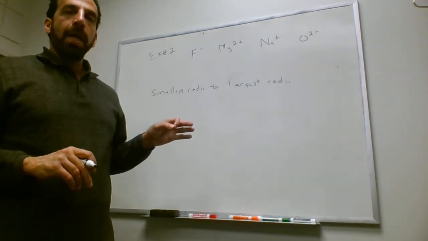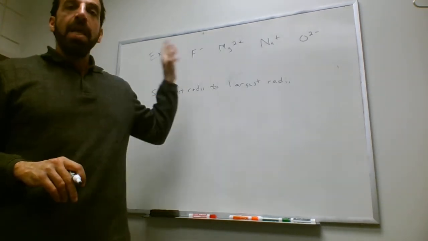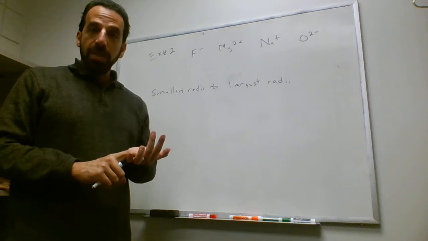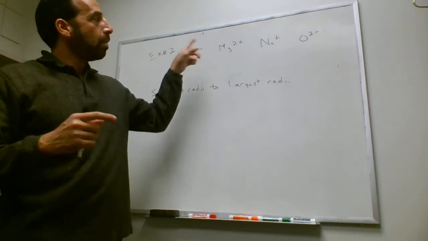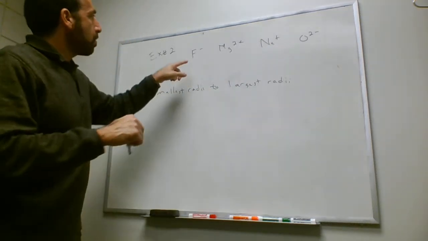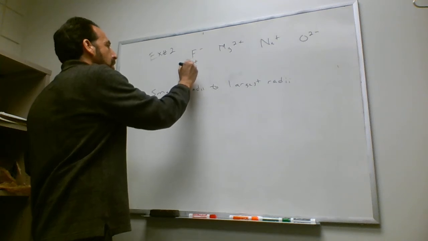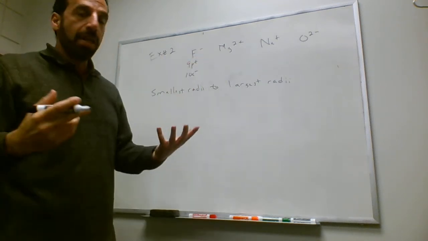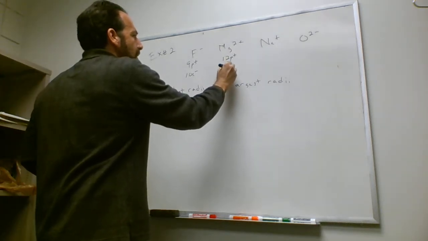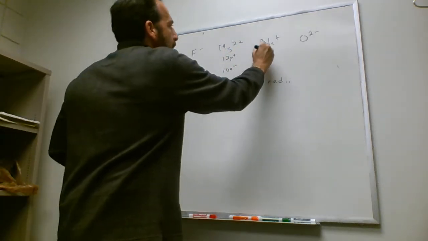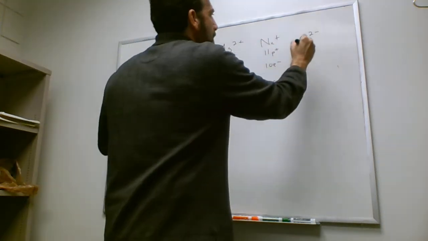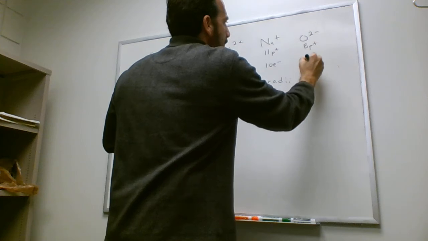So in this case, we're going to look at smallest radii to largest. Now these are ions. When I have ions, what I want to do is compare the number of protons and electrons. So first, for the fluoride, magnesium, sodium, and oxide ions, I'm going to write down the number of protons and electrons. Fluorine is going to have 9 protons and 10 electrons. It has a -1 charge, so it's 10 electrons. Magnesium is going to have 12 protons, 10 electrons. Sodium, 11 protons, 10 electrons. And then oxygen, 8 protons, 10 electrons.